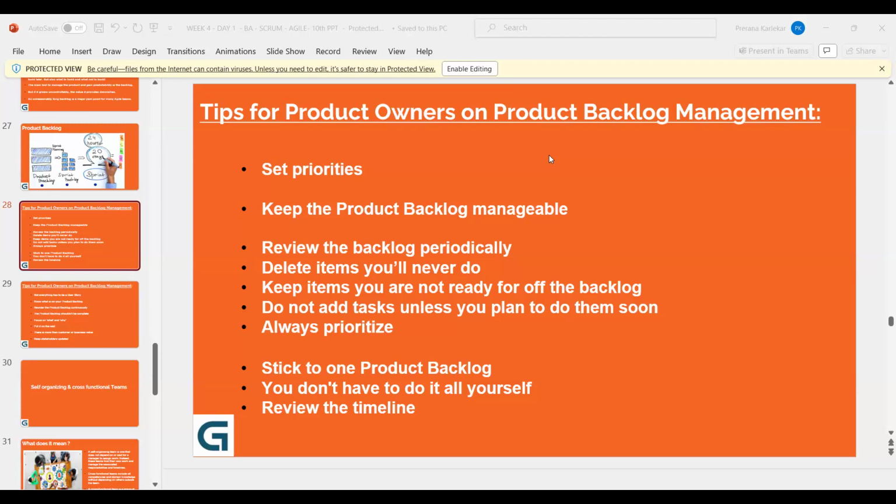Further tips: always prioritize, and until you are looking forward to work upon some item, please do not add it to the backlog. Another thing is that it's not the product owner who will do all the items by themselves. Continue to review the timeline, that is, is it going as per the plan or not. So one backlog item, one product, and one delivery mission. That should be your goal, and you should continue further and graduate accordingly. We can move to the next slide, Prerna.